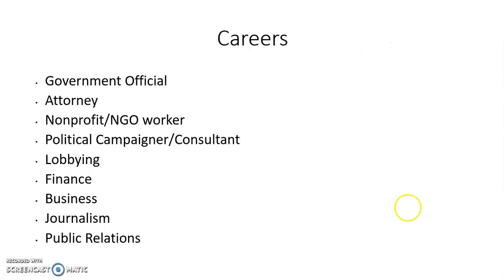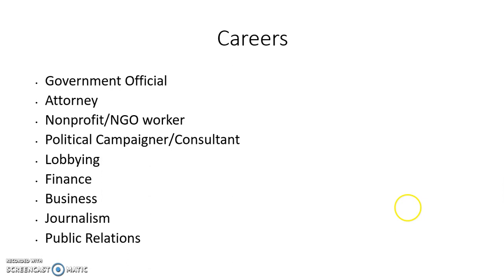So for those of you who are studying political science, there's a long list of different types of careers that you could pursue in this field. Many people who study political science are going to go on to become government officials. They might work in the nonprofit sector or with some sort of political campaign. Many who study political science are also going to become attorneys. So that's a very lucrative route for you.